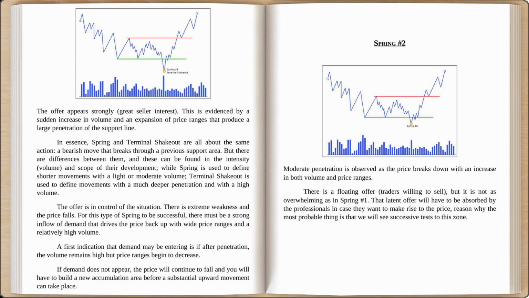Spring number 2. Moderate penetration is observed as the price breaks down with an increase in both volume and price ranges. There is a floating offer, traders willing to sell, but it is not as overwhelming as in spring number 1. That latent offer will have to be absorbed by the professionals in case they want to make the price rise. Reason why the most probable thing is that we will see successive tests to this zone.